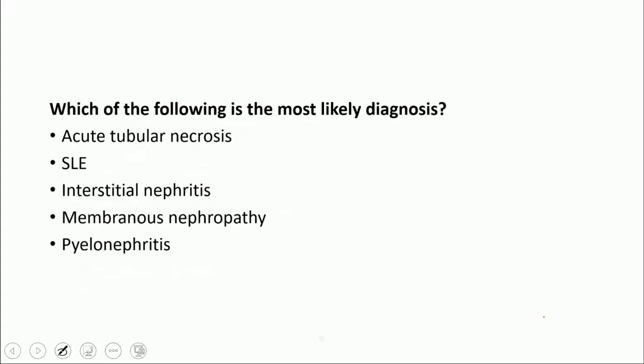Right? Blood eosinophils can be raised. Also urinary eosinophils can be positive. So interstitial nephritis is the answer here. Any questions about that one?